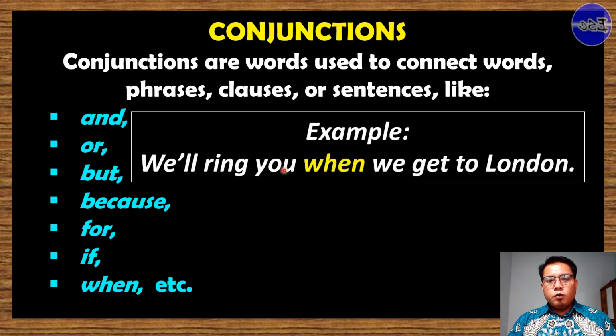Example: we'll ring you when you get to London. When connects these two clauses: we will ring you, you get to London. So that is the function of conjunctions: to connect words, phrases, clauses, or sentences.